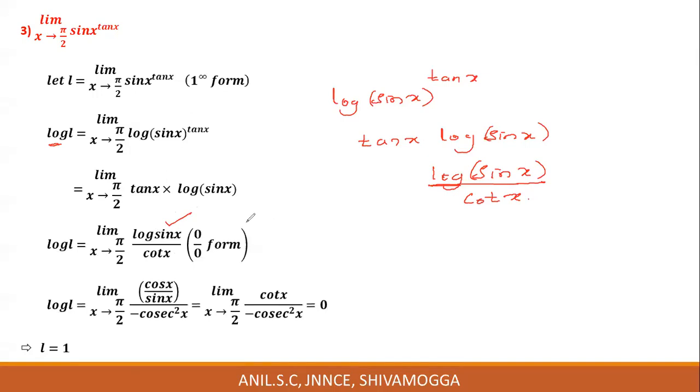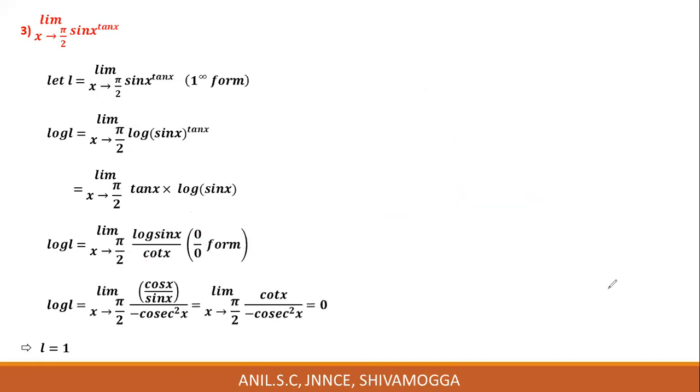Now apply limits. As x tends to pi by 2, the numerator will be log sin pi by 2, and we know that sin pi by 2 is 1. Therefore, this is log 1, and log 1 is 0. Divided by, as x tends to pi by 2, the denominator will be cot pi by 2, and cot pi by 2 is also 0. Therefore, clearly it takes 0 by 0 form. We can use L'Hospital's rule. That means differentiate the numerator separately and the denominator separately, without using the quotient rule.